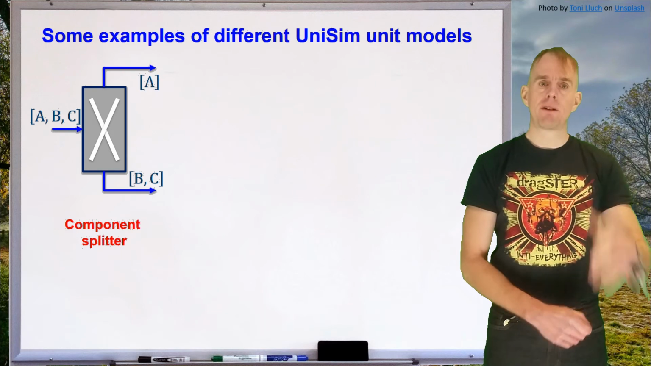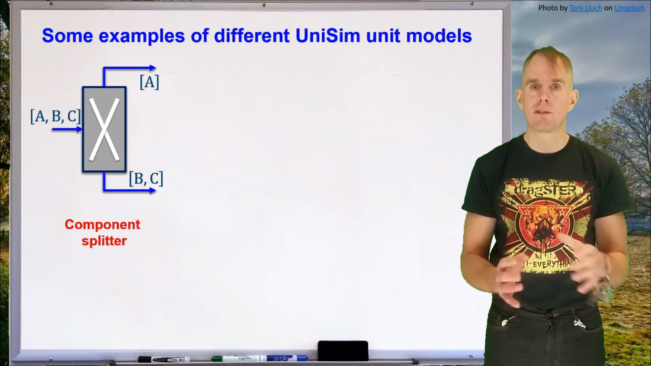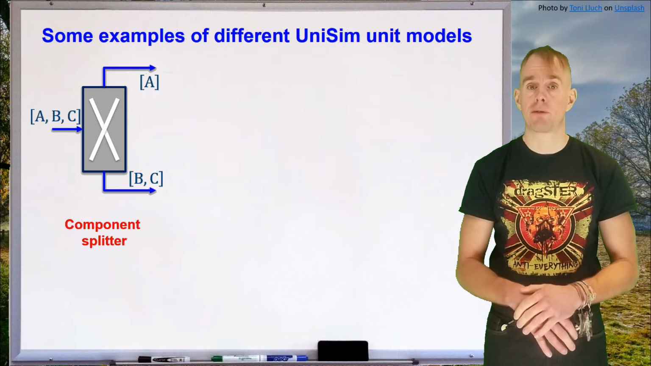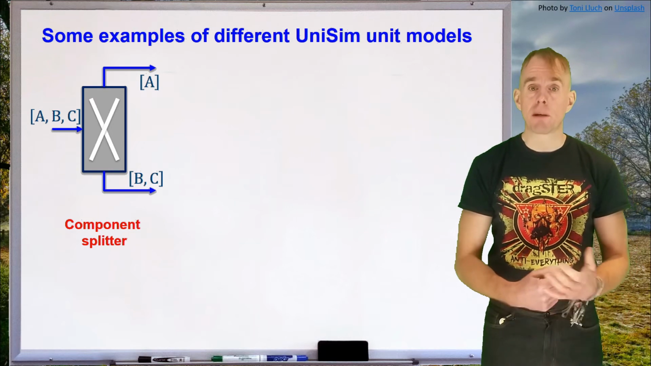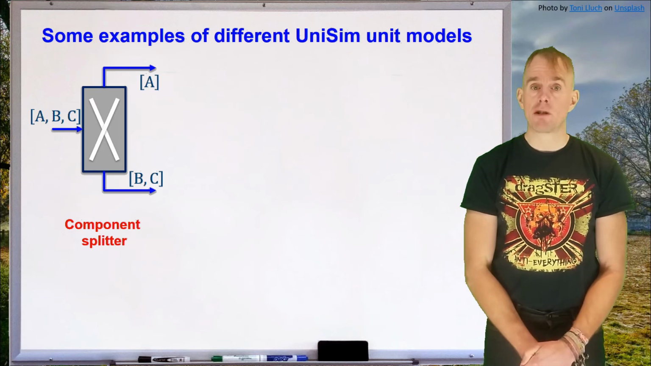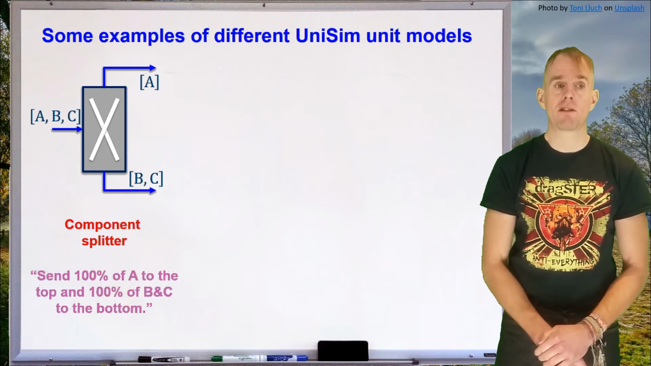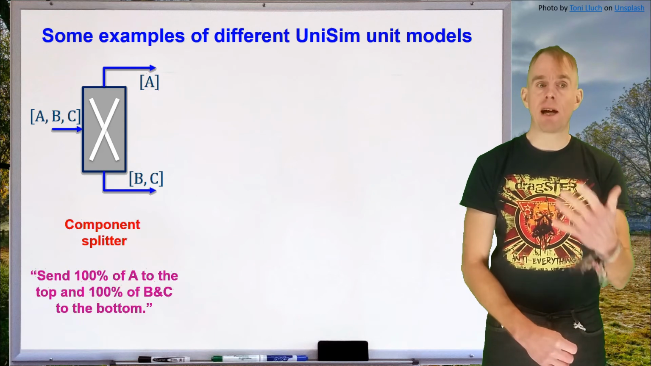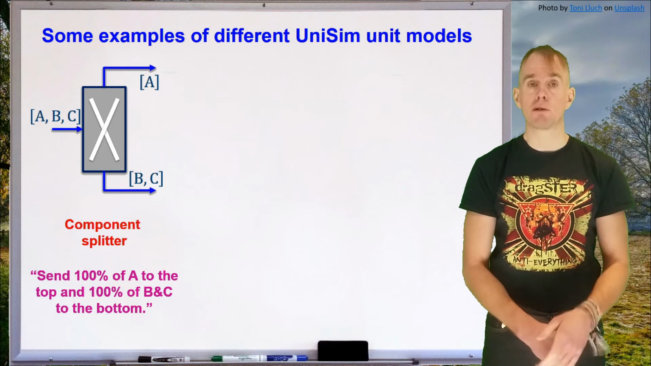You'll see that this philosophy of having different tools to do the same job in different levels of detail is carried forth into all sorts of other unit operations as well. I'll give you an example now of some separation operations. So the simplest separation operation is a component splitter. What a component splitter is doing is simply saying send 100% of A to the top of this particular column and 100% of B and C to the bottom.